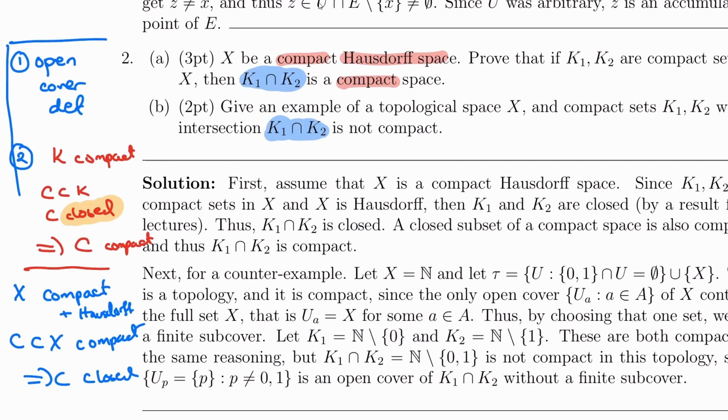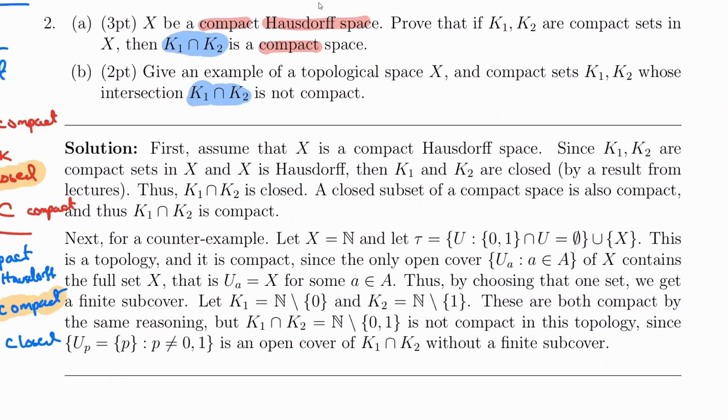And how this is useful is that these go in opposite directions. In the first one, we go from closedness to compactness, and in the second one, we go from compactness to closedness. And indeed, when you look at this proof, we use this in two directions. First, we conclude that K1 and K2 are closed because they are subsets of a compact and Hausdorff space. And then we conclude that the intersection is closed because the intersection of closed sets is always closed. And finally, we conclude that this closed set is compact because it's a closed subset of the compact space.